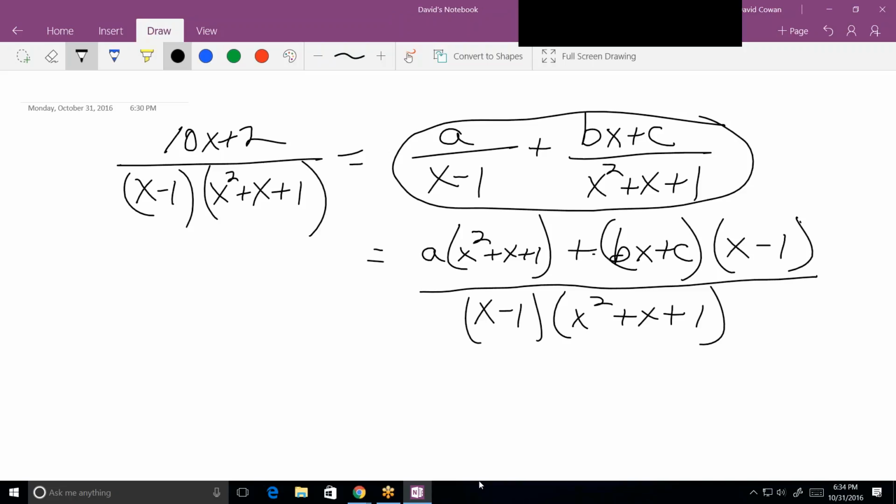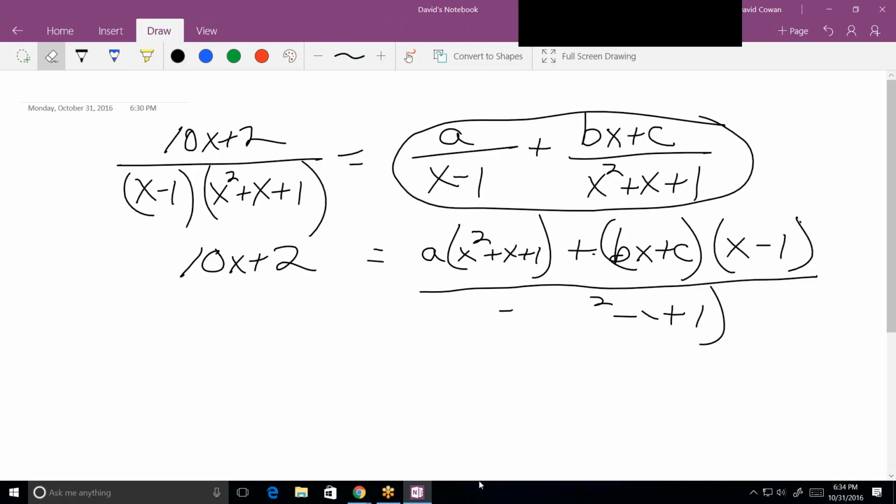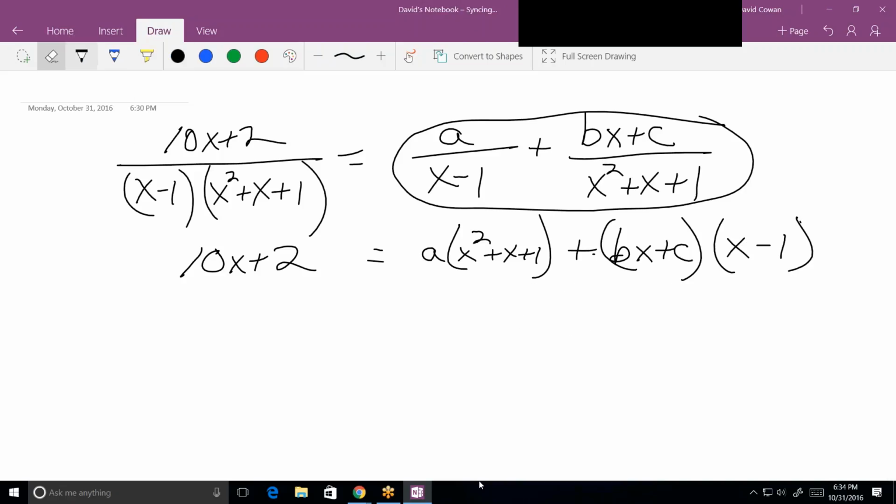Since the denominator is the same as this denominator, then I can equate numerators. In other words, the numerator has to equal this numerator. I'll just erase my denominator so it doesn't confuse the issue. And now we just have to solve this. Okay. Next step.